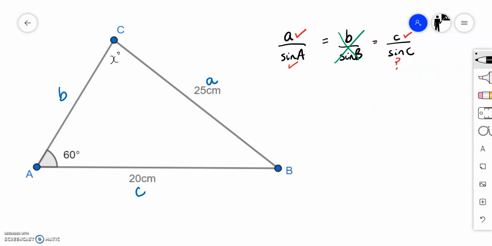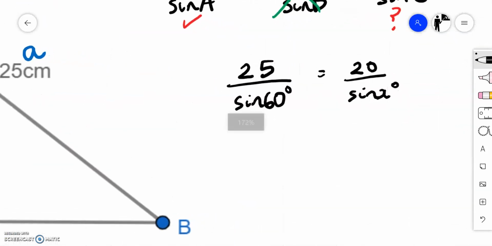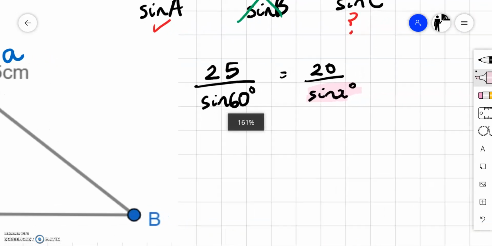So we'll substitute in our values. It's going to be 25 over sine 60 degrees is equal to 20 over sine x degrees. So here we've just substituted in our values. When we wanted to calculate the length of a side, we essentially made x the subject of the formula. It's going to be kind of similar here, but our goal initially is that we want to make sine x the subject of the formula. And there's a wee bit of work involved in order to do that.